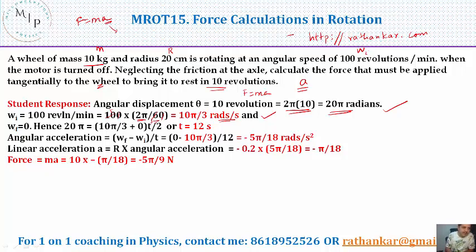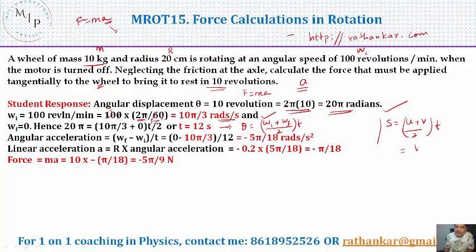Then omega final equals 0, hence 20 pi equals so much. What has he done here? He has used this equation: whenever the angular acceleration is constant, you can write theta equals omega I plus omega F divided by 2, into T. I hope you remember this special equation of motion. In linear mechanics, we wrote displacement S equals u plus v divided by 2 multiplied by t. What is this u plus v by 2?